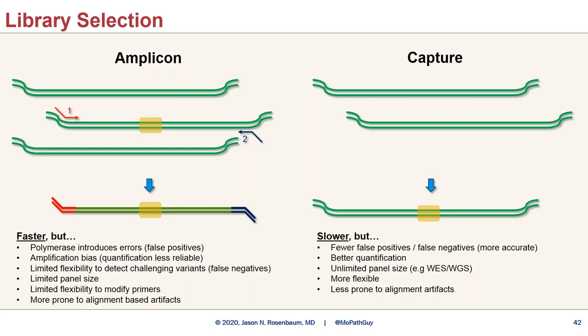An important factor to be aware of is that amplicon chemistry limits your panel size considerably, because if you've ever worked in a research lab and tried to mix different PCR probes together, you know that it becomes very difficult to get multiple PCR reactions to work properly in the same reaction mixture. And so there is a size limit for amplicon-based assays to the point where if you're doing whole exome or whole genome sequencing, or even a large enough panel, you have to be on capture. You don't have a choice.